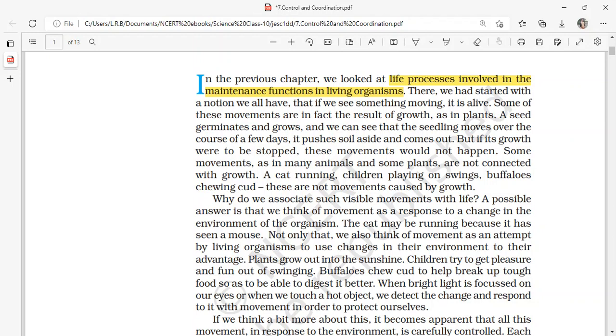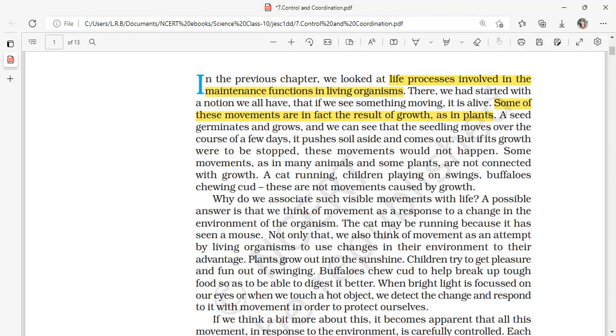There we had started with a notion we all have, that if we see something moving, it is alive. So obviously, when we see something moving, we feel it is alive. But there are some things which don't move, but still they are alive. Some of these movements are in fact the result of growth, as in plants. In plants, there is no visible physical movement of the body. But how can we say a plant is living or dead? We can say by its growth, whether it is producing new leaves, new stems, new branches, and whether fruits are growing or not. In these ways we can say that a plant is alive.